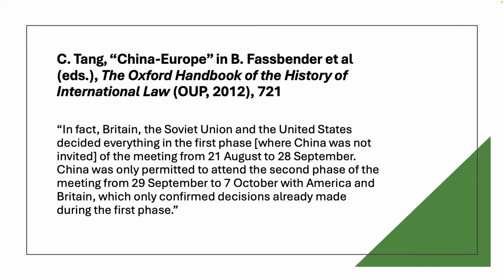So there's a sort of double-edged sword to China's involvement, intervention, and contribution to these early stages of the United Nations. On the one hand, they were part of the so-called Big Four, but on the other hand, the Big Three, the British, the Soviets, and the Americans, were the ones making most of the big decisions.